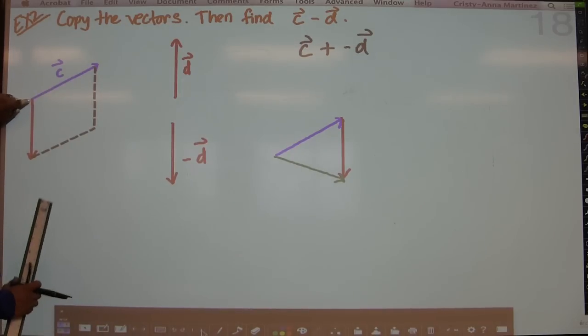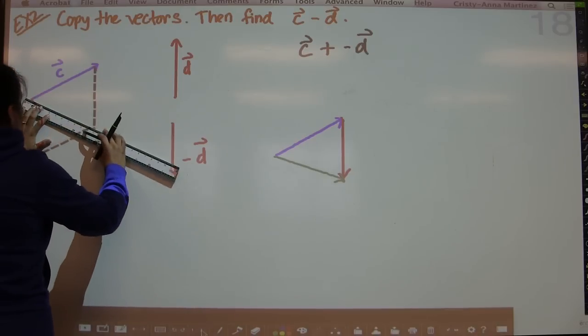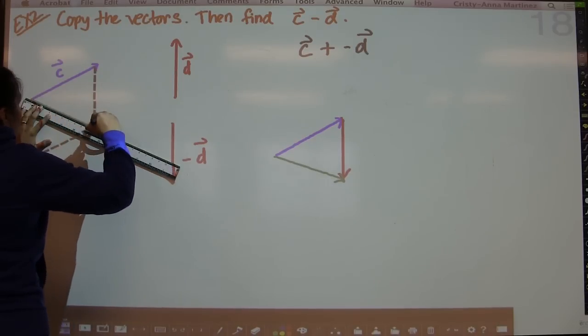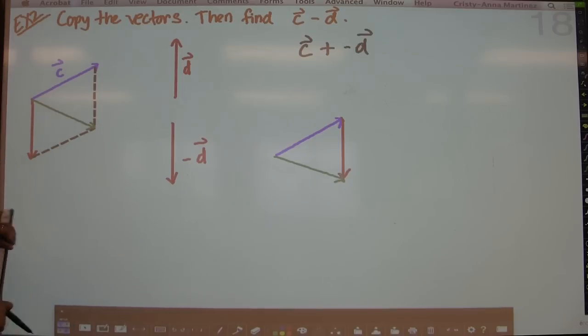And remember that when you draw the resultant, you want to go from where the tails meet to the opposite corner. So there would be our resultant. You don't want to go this direction. You want to do it from where the tails meet to the opposite corner. Alrighty? So that would be the triangle method or the parallelogram method.